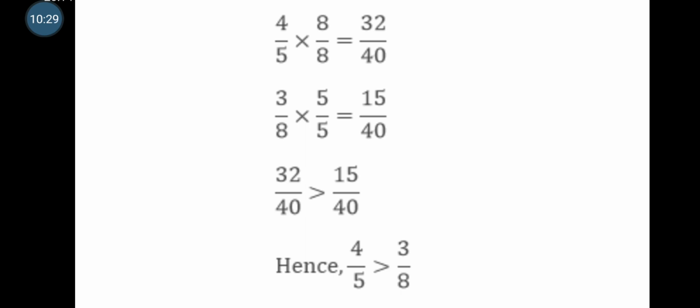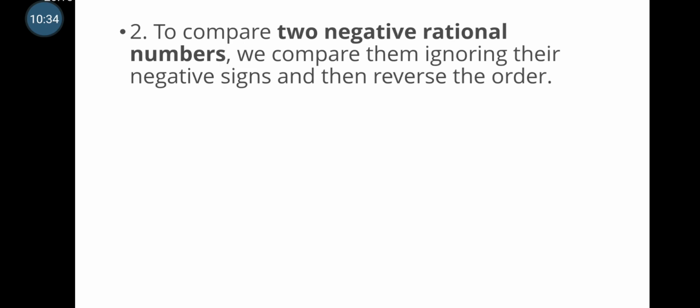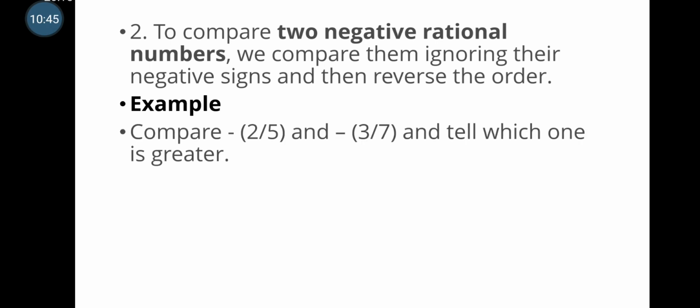So this is how we need to find out the greater or lesser rational number. To compare two negative rational numbers, we compare them ignoring their negative sign and then reverse the order. We will compare by the same method. Both, you can see in the example, are negative. So first ignore the negative sign, and do the same step as for positive rational numbers. Then you have to reverse the order.